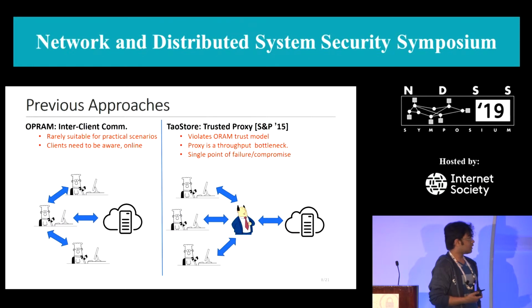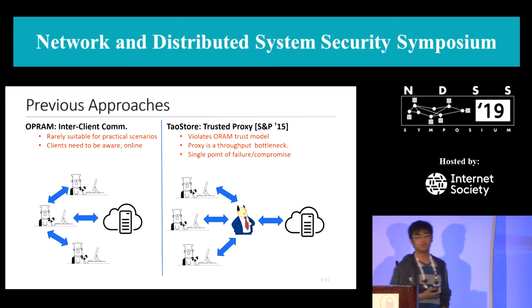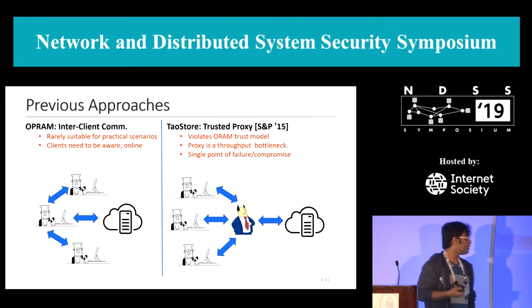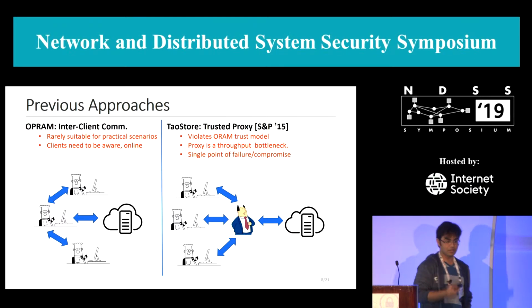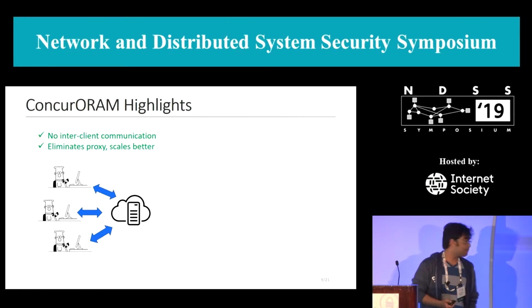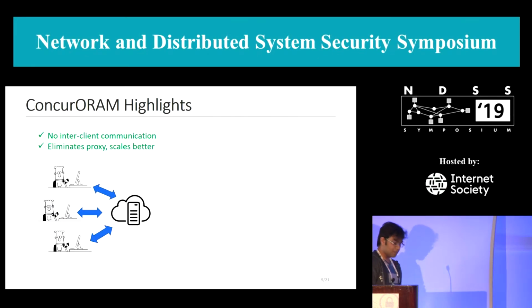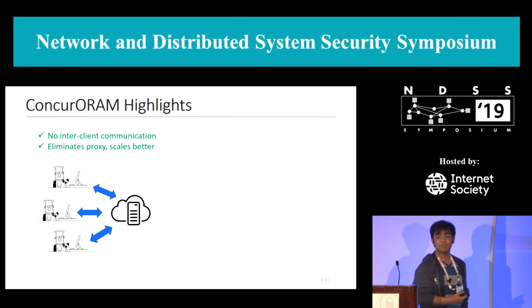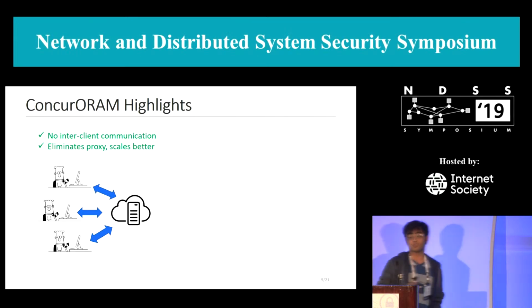Also, we see in our experiments that this proxy actually becomes a throughput bottleneck. So there are performance issues with introducing a proxy in the middle, and I'll talk about this more when I'm discussing experimental numbers. So in ConcurORAM, what we do is we design a parallel ORAM construction which does not require any kind of inter-client communication. We eliminate the proxy from the middle, so overall our throughput scales much better.